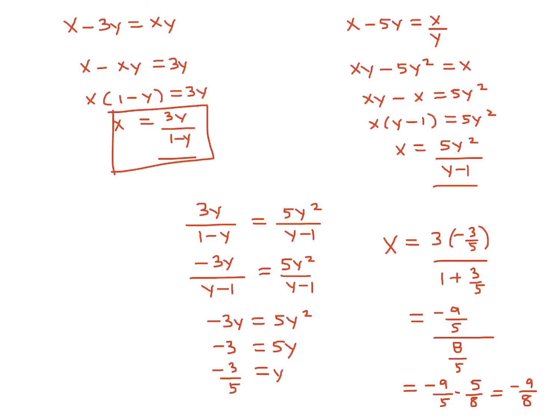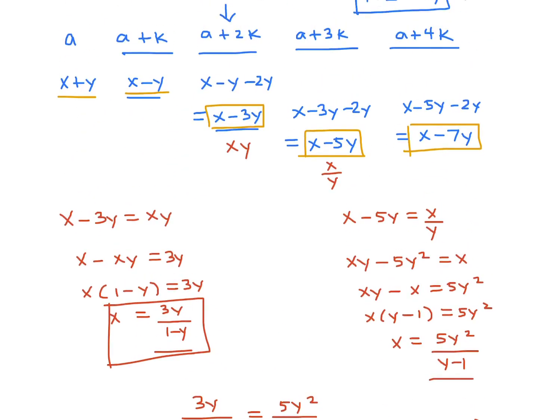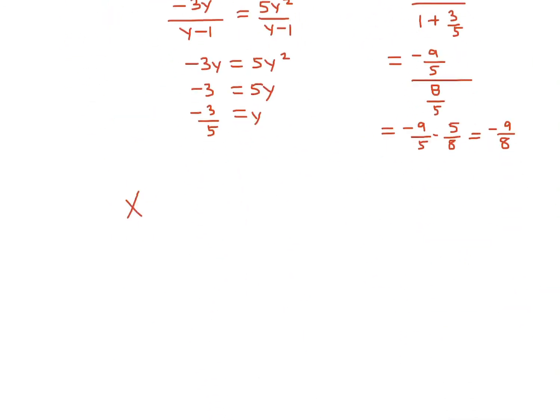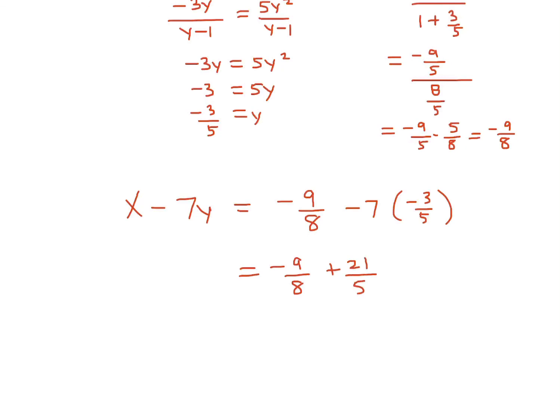And in our final step, we just have to figure out this guy right here. X minus 7y, because that is the fifth term. X minus 7y. So x is minus 9 over 8, minus 7 times y, which is minus 3 over 5. And therefore this is minus 9 over 8 plus 21 over 5.